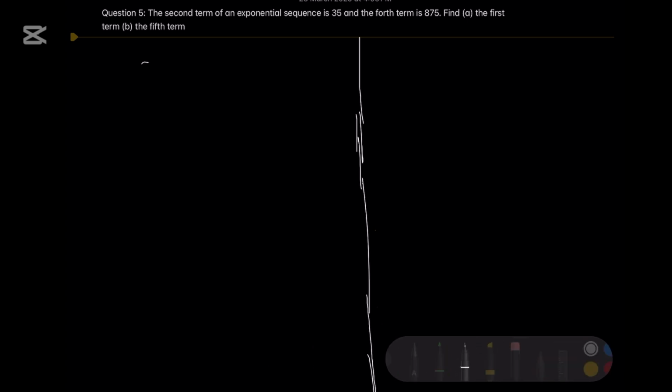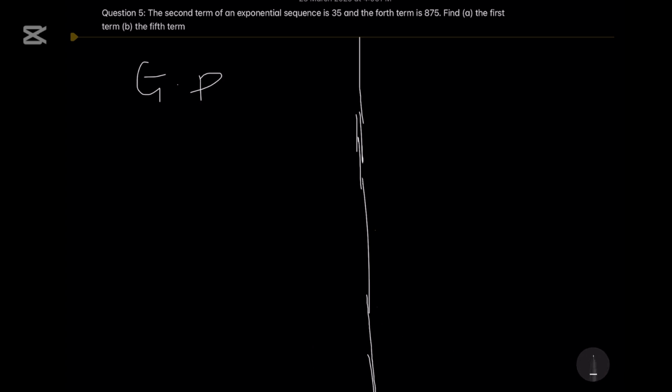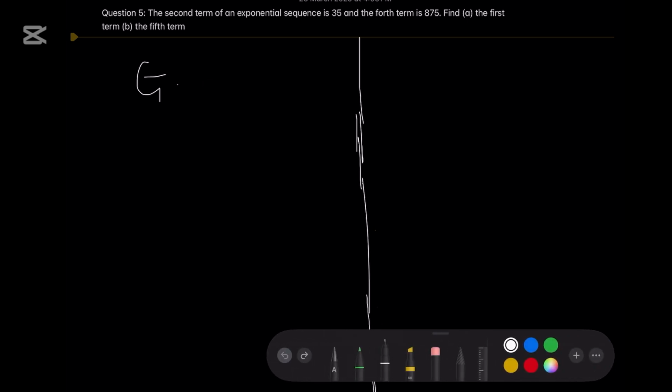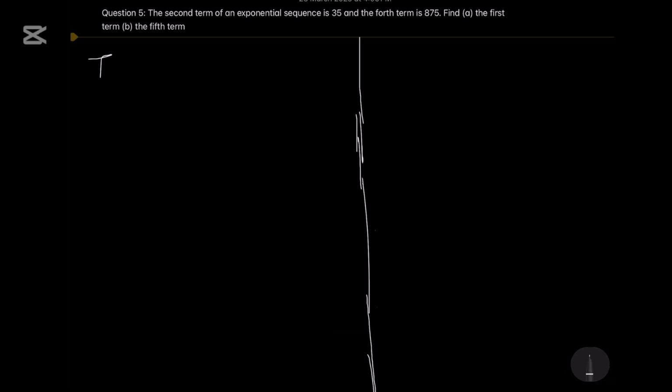So how do we work with GP? So let's go. First thing, let's interpret the question. The question says the second term, T2 of the GP, is 35. And then the second statement says the fourth term, T4 of the GP, is 875. Then it says find the first term and the fifth term.